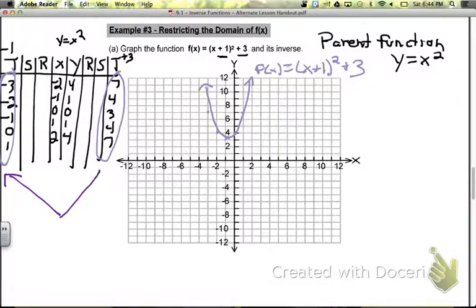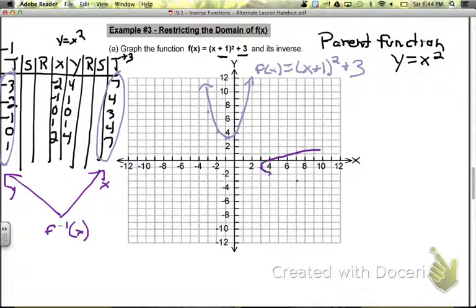So remember with our inverse, our x's are now going to become our y's, and our y's are now going to become our x's. So these are now our y's, and these ones here are our x's for our inverse function here. So instead of graphing negative 3, 7, we're going to graph 7, negative 3. And then we're going to graph 4, negative 2. Next point that we're going to graph is 3, negative 1. And then 4, 0. And 7, 1.